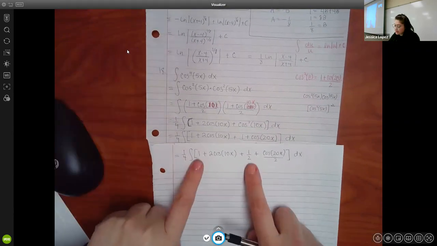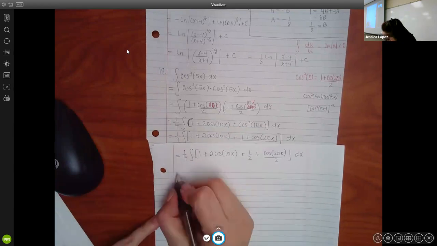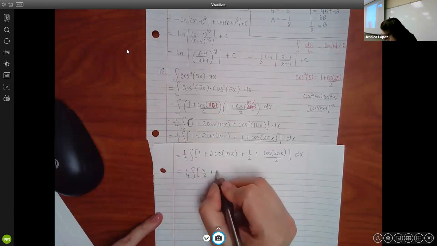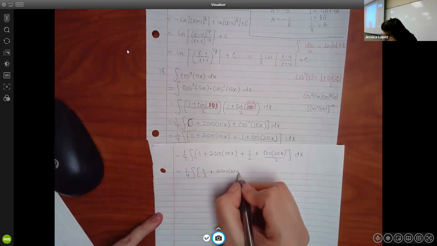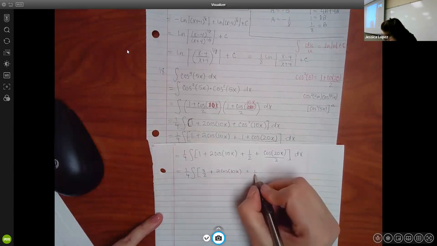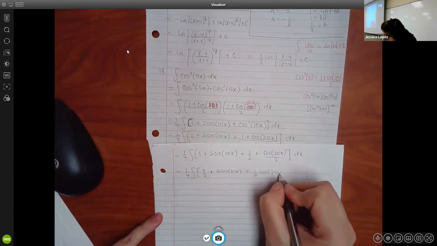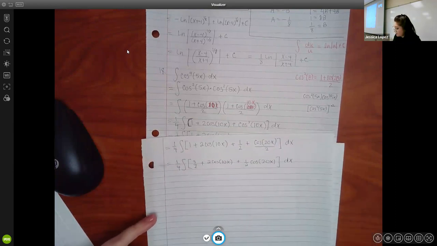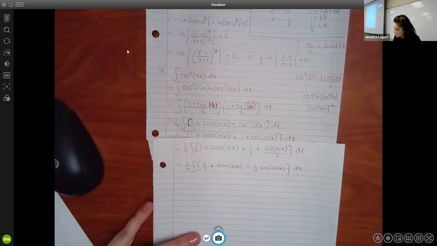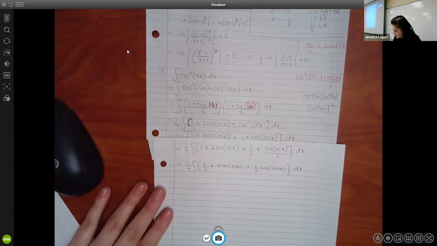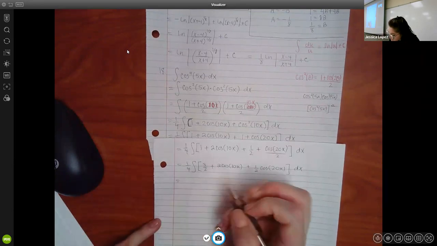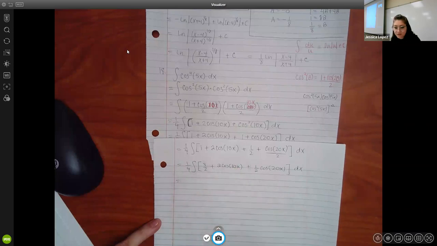But then I noticed that I have these like terms, right? So we get 3 halves. And then I'm going to write this as 1 half cosine of 20x. You can write all the steps of u-sub, or if you know how to shortcut u-sub, that's fine too. I'm just going to do the shortcut for u-sub because it's just 10x. So when I take the derivative of it, it's just a constant, right? Which means I'm going to have to divide by that constant.